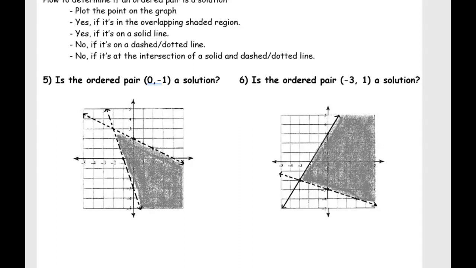So let's look at the ordered pair. Okay, we've got the ordered pair (0, -1). It would be right down here. That is clearly in the shaded area. It's the double shaded area in this example. So this would be yes, it is a solution.